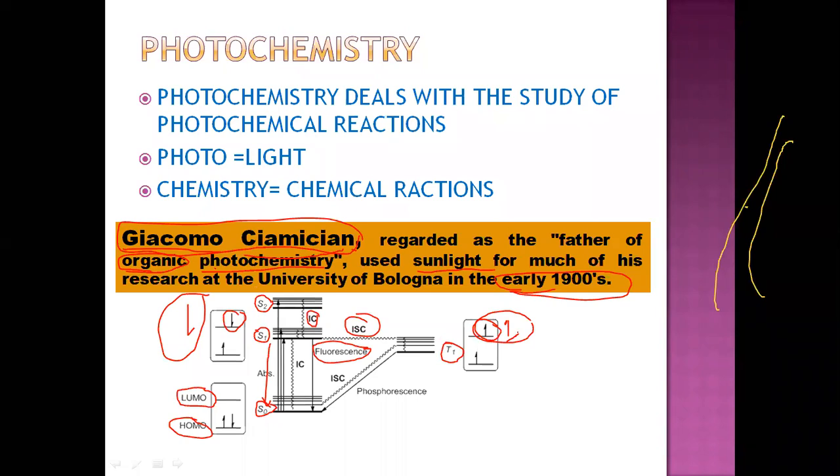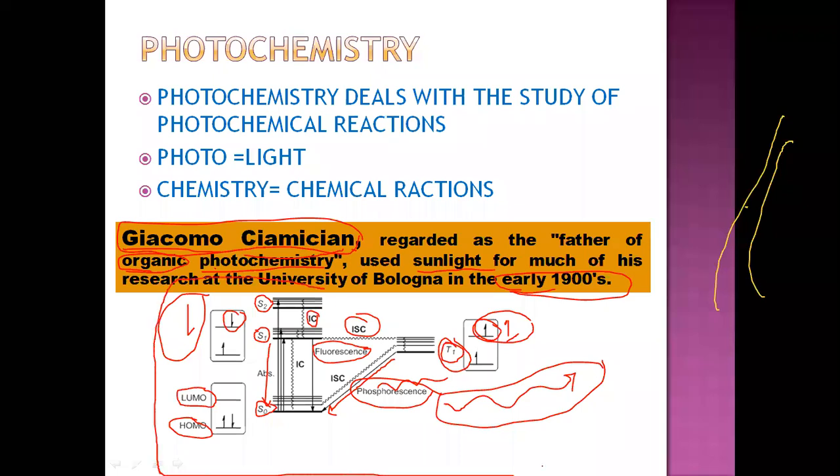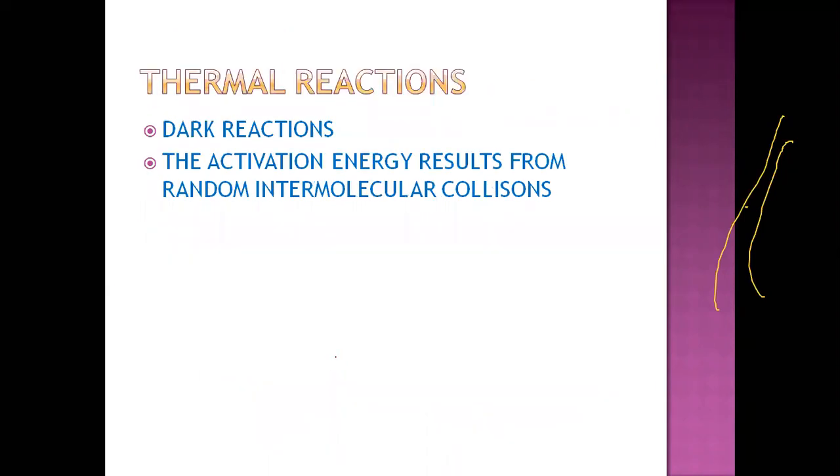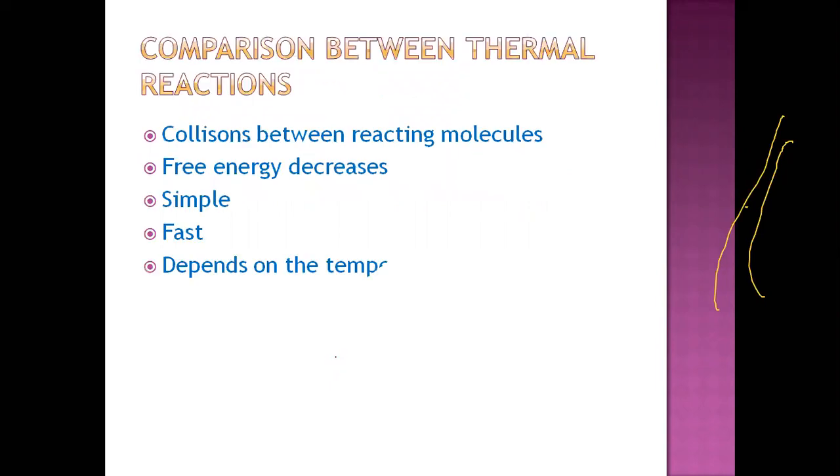And then from the triplet energy level, the T1 level, it again comes to the ground state energy level, but the energy is released in the form of phosphorescence. This fluorescence and phosphorescence is the emission energy. We are going to learn in detail what happens in this diagram, what these terms fluorescence and phosphorescence mean, and many things regarding photochemical reactions in the next lecture.